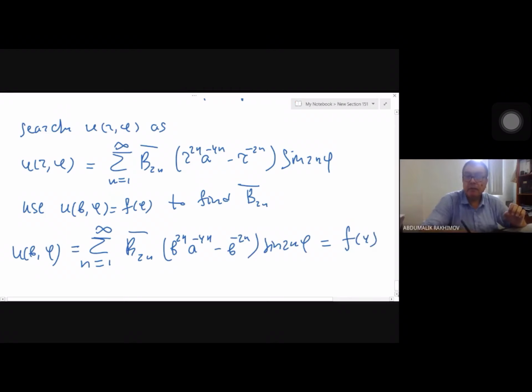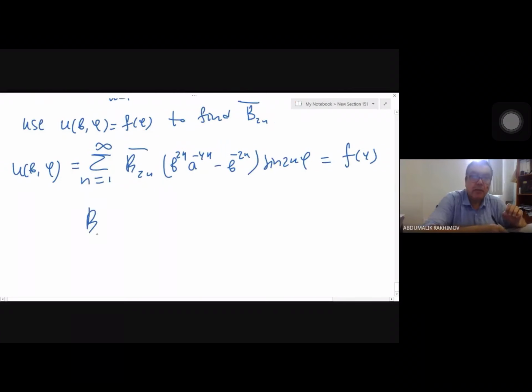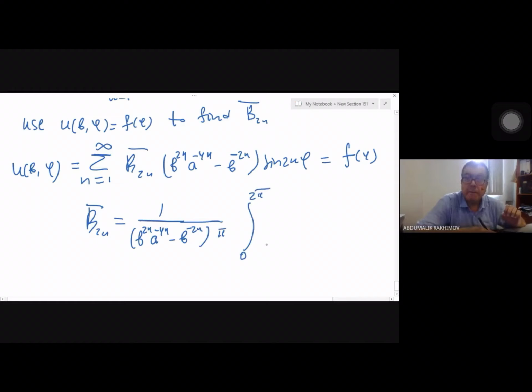Then you can find the B coefficients because this is a Fourier series. B_2n bar is equal to 1 over (b to the 2n, a to the minus 4n, minus b to the minus 2n), times pi, times the integral from 0 to 2 pi of f(phi) sine 2n phi d phi. So this is the formula for the coefficients.